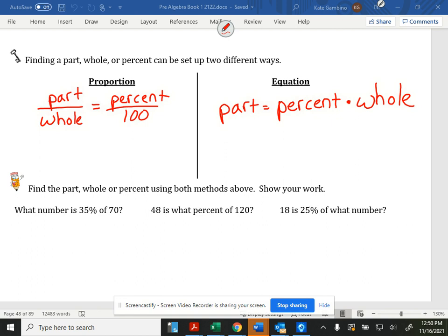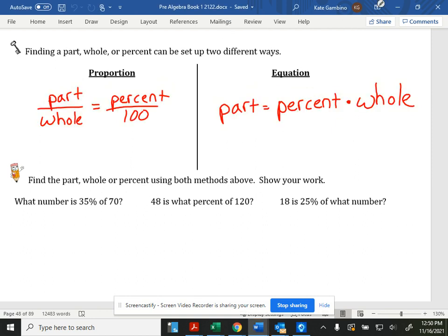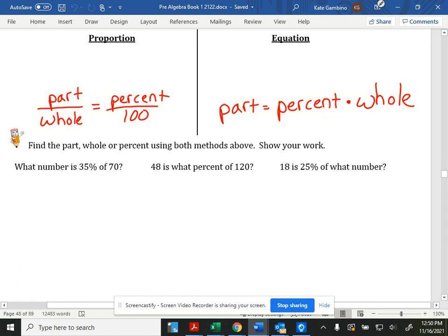So if we're going to look at what number is 35% of 70, how would I do that doing the part, whole proportion? How should I set that up if I want to do my proportion? Maddie?